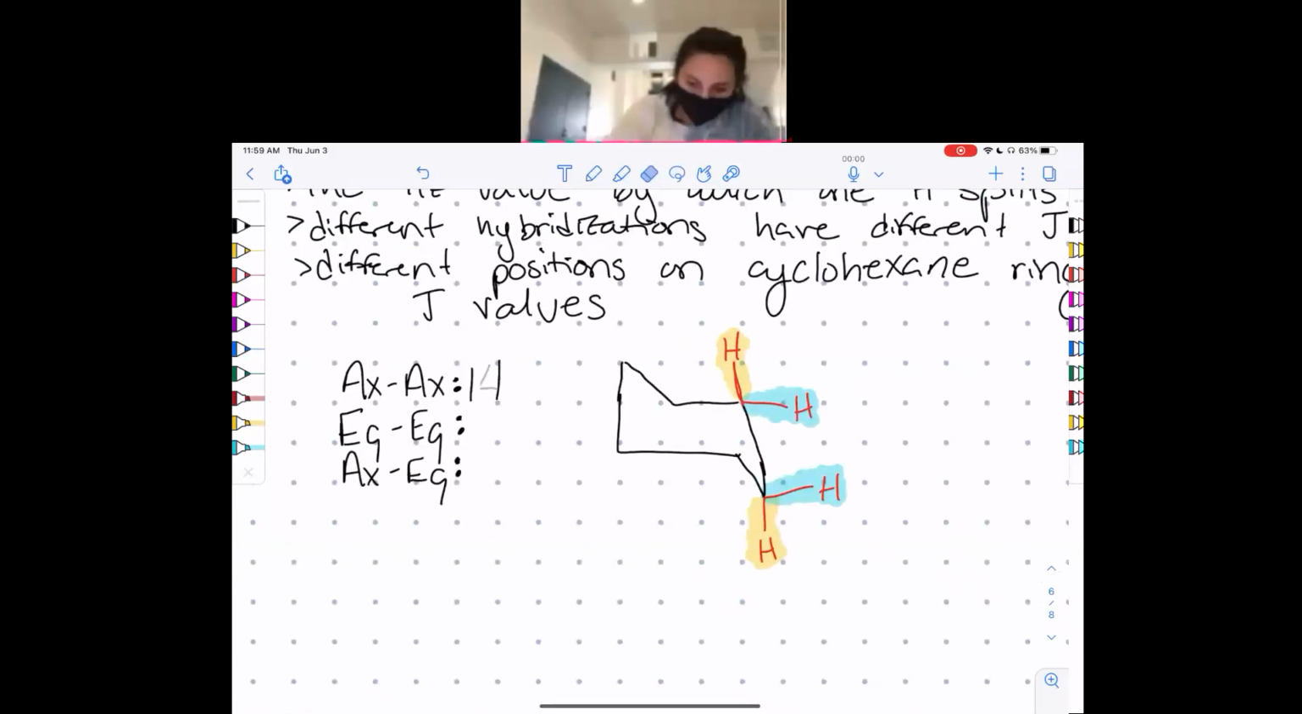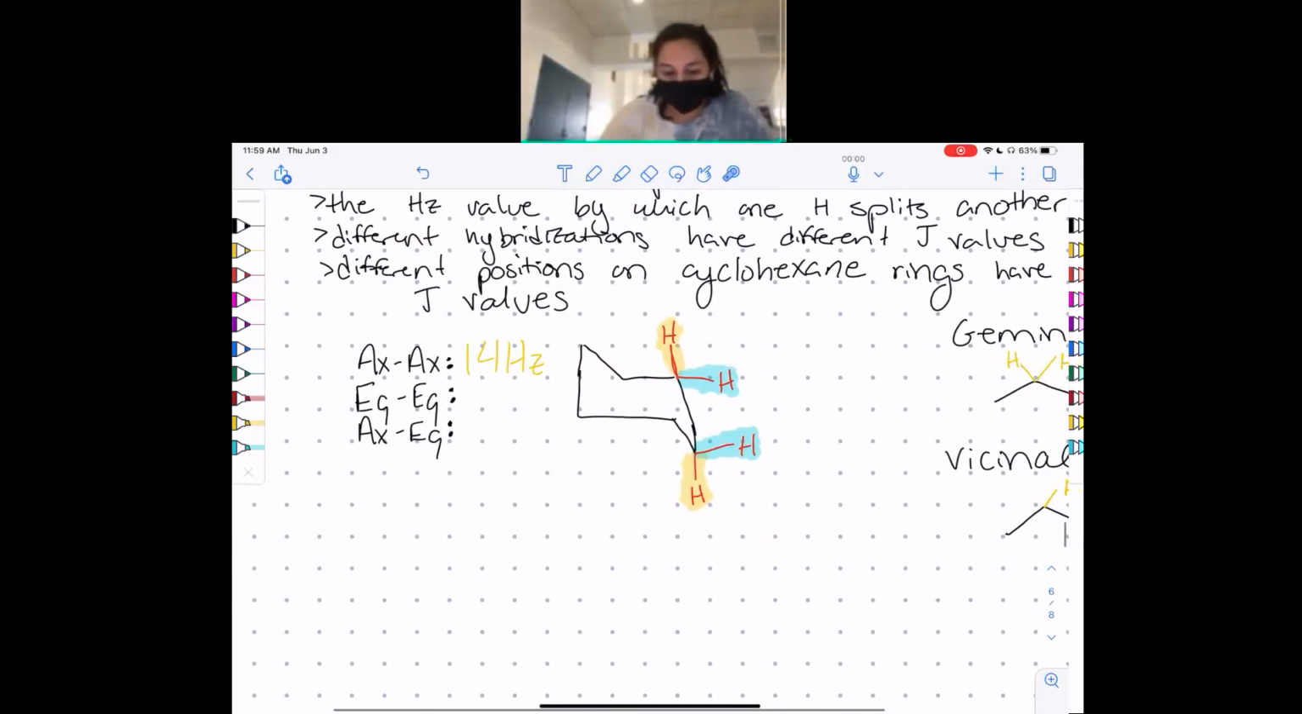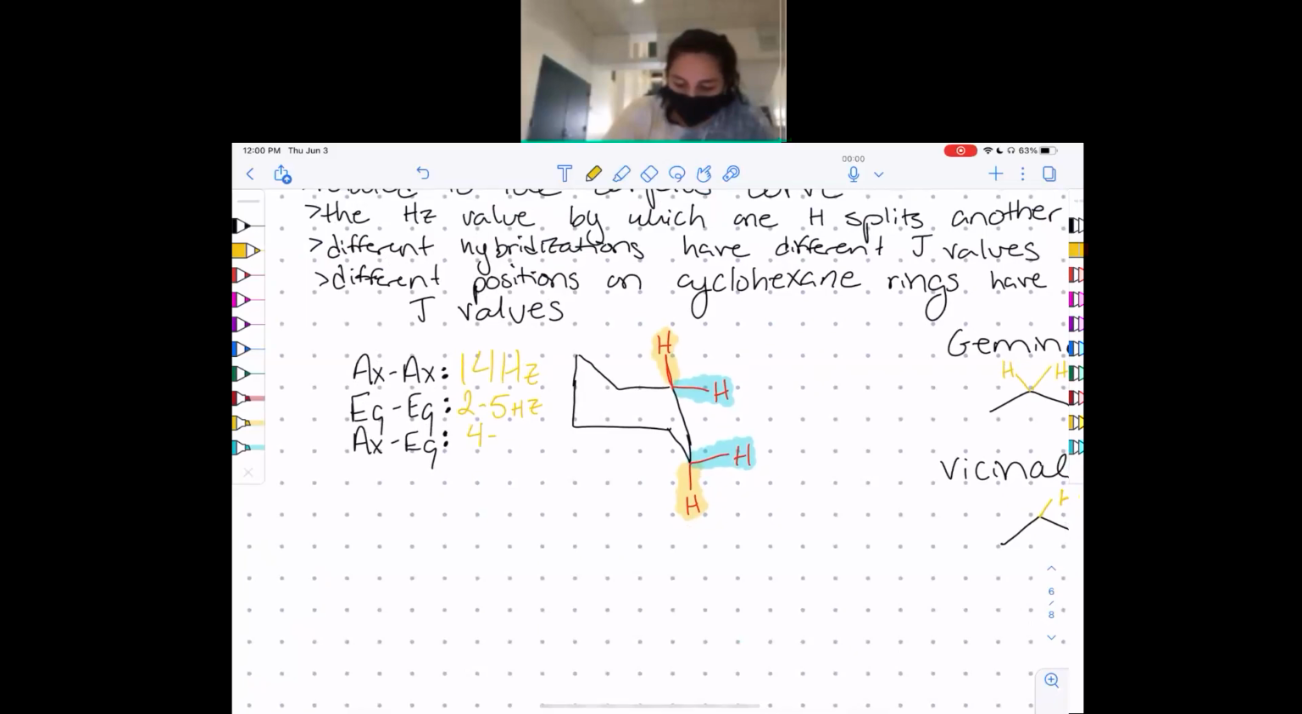I'm going to do it in yellow just to keep consistency. And that is going to be this and this one. So the J value between those is 14 hertz. And the other ones I'll just give to you. Equatorial, equatorial is between 2 to 5 hertz. And equatorial axial or axial equatorial is 4 to 6 hertz. So pretty similar. Wink, wink, nudge, nudge.